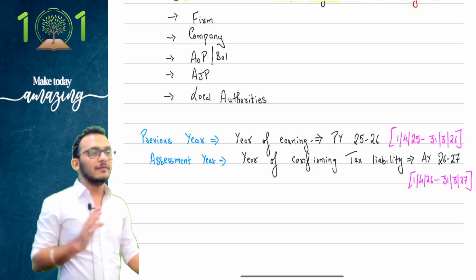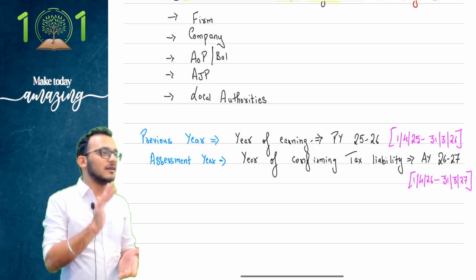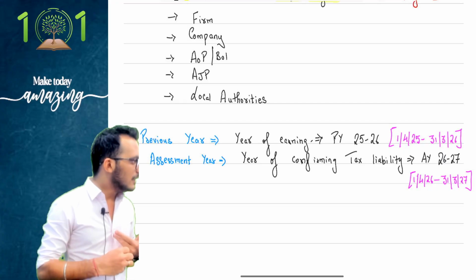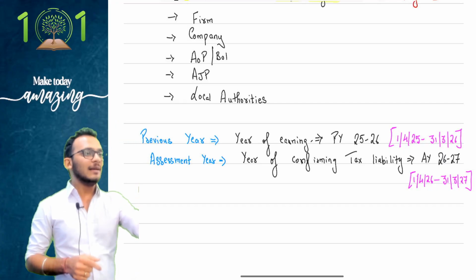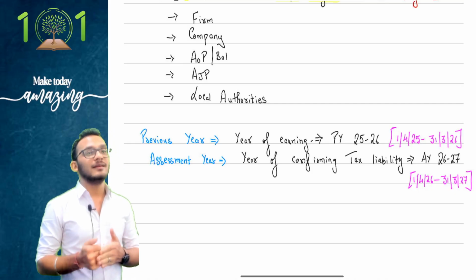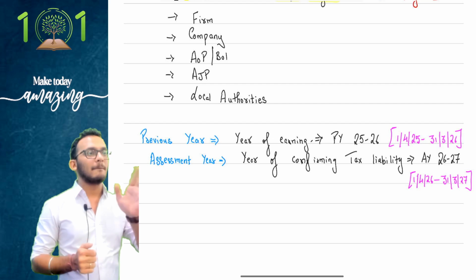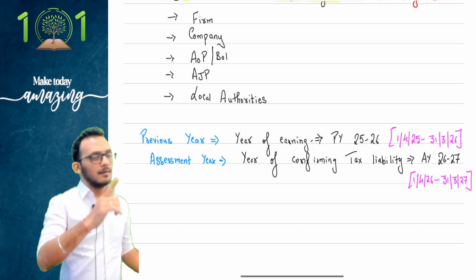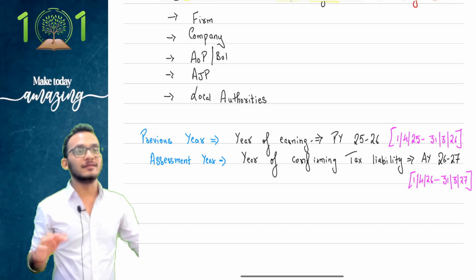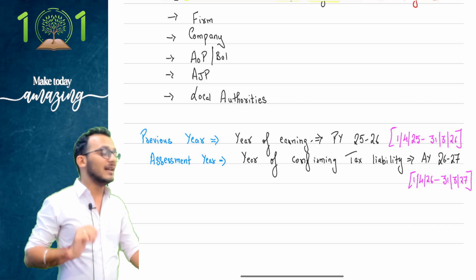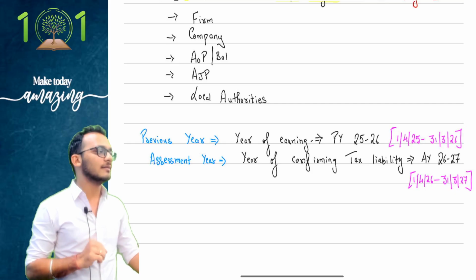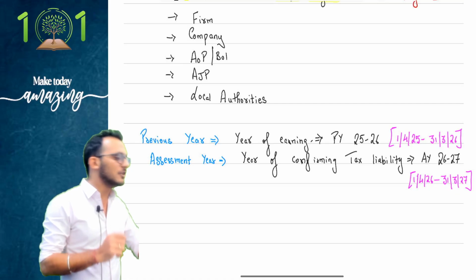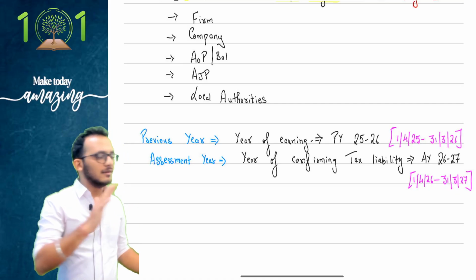Now imagine if I give you a question and I say a company was incorporated on 19th November 2025. Tell me my previous year, 25-26 or 26-27. My previous year is 25-26. My assessment year is 26-27. Tell me this carefully. Will I have a previous year 24-25? Why? There is no company in existence. So 24-25 is out of scope, which means my first previous year is 25-26. Very good. Give me the date format.